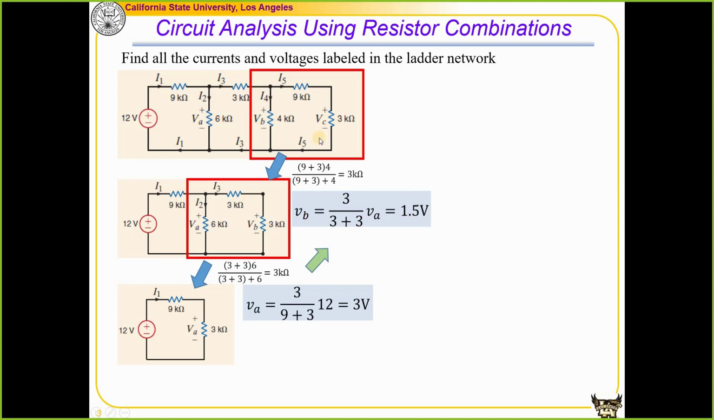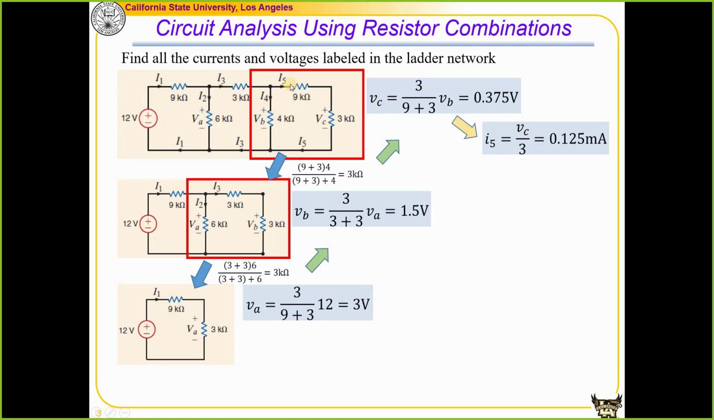If we trace it further back, knowing VB, it is pretty straightforward to find VC. This is the same setup. The total voltage applied on these 2 resistors in series is VB, 1.5 volts. And VC is a part of that, this 3 over the total 3 plus 9 times VB, that is 0.375 volts. So this is how we find all the voltages. Now from VC, we can find the current I5 by using Ohm's law.